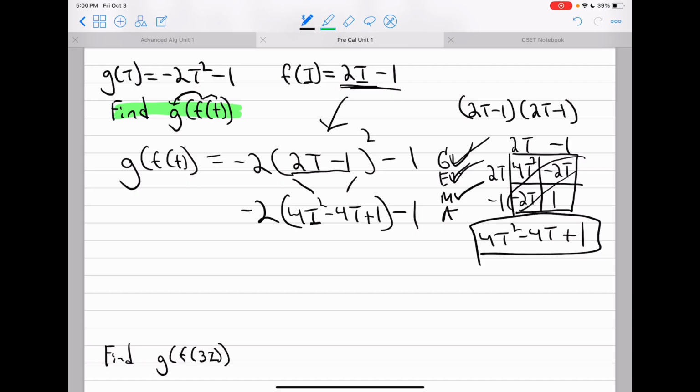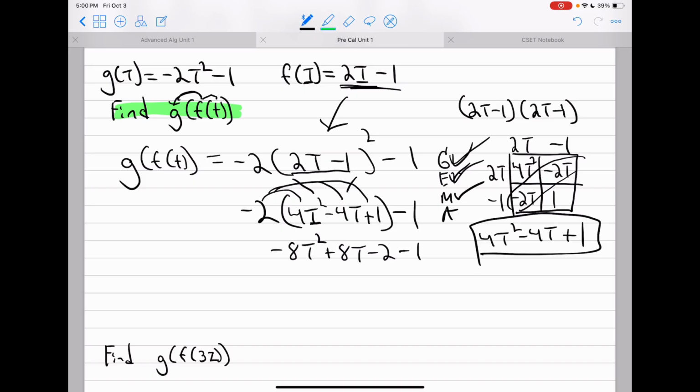I need to take negative 2 and multiply it with everything in here. So negative 2 times 4t squared is negative 8t squared. Negative 2 times negative 4t is positive 8t. And negative 2 times 1 is minus 2. And then I had all that, and I had a minus 1.